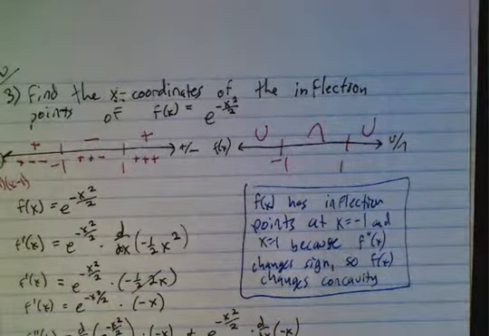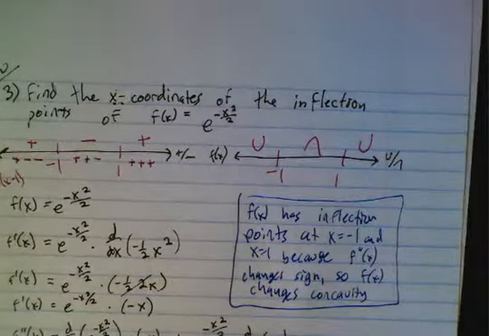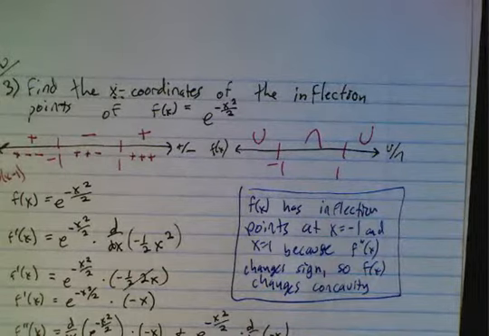f of x has inflection points at x equals negative 1 and x equals 1 because f double prime of x changes sign, so f of x changes concavity. This concludes these notes.